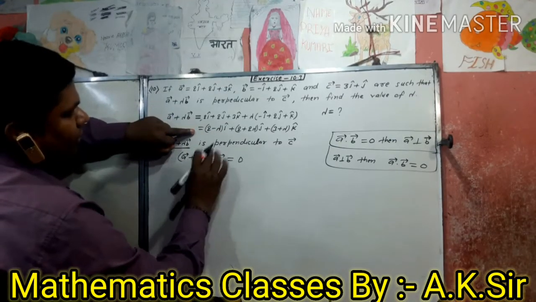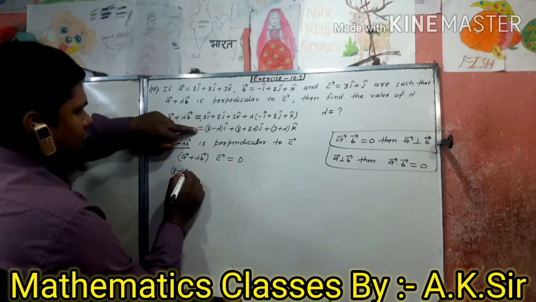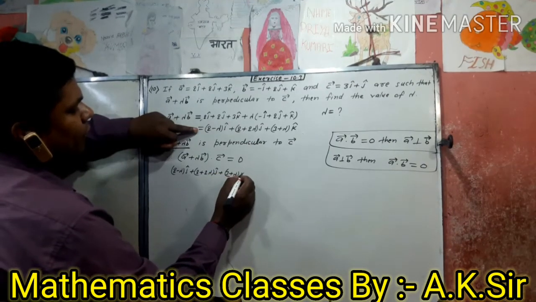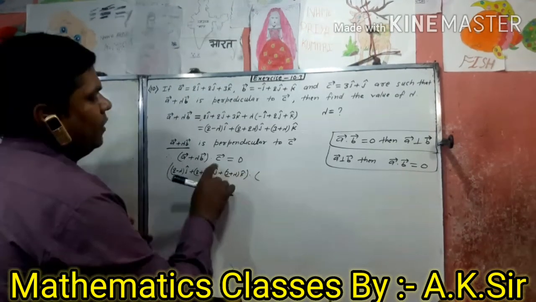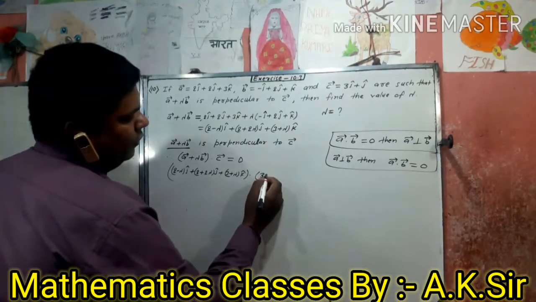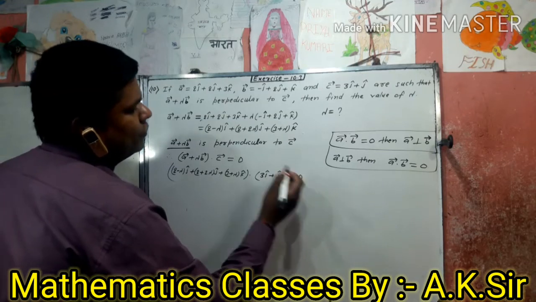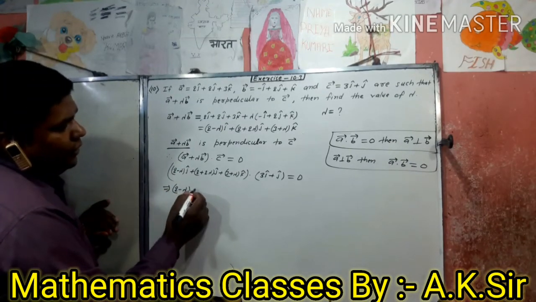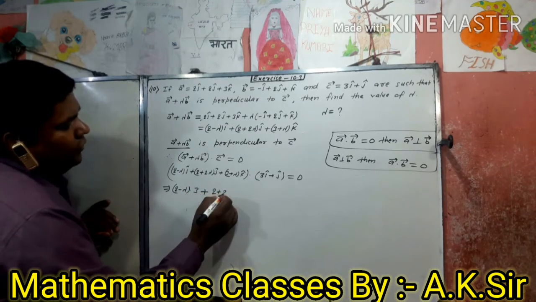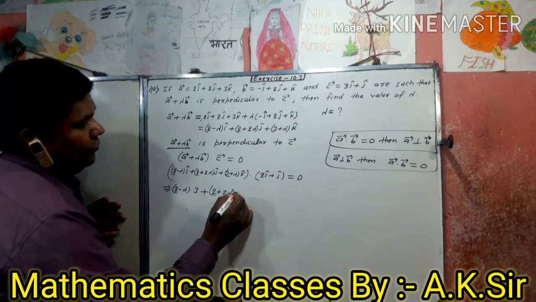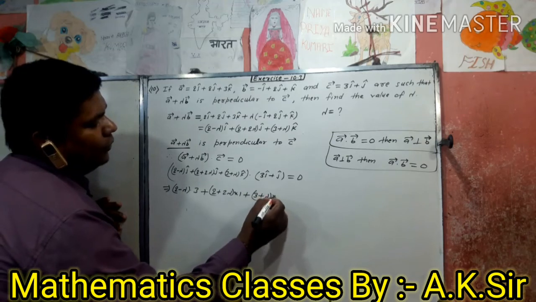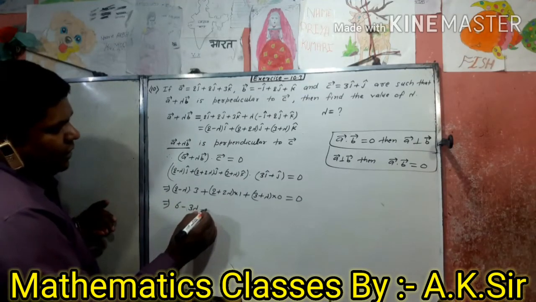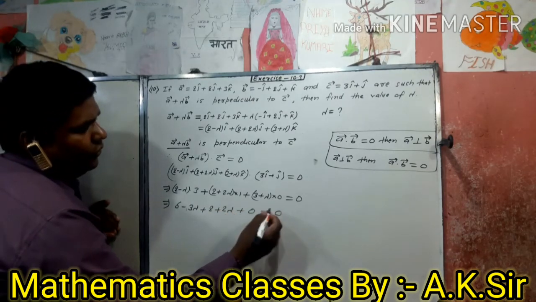Here the value of a vector plus lambda b vector, 2 minus lambda i cap plus 2 lambda into j cap plus 3 plus lambda into k cap, dot c vector which is 3 i cap plus j cap, is equal to 0. 2 minus lambda into 3 plus 2 lambda into 1 plus 3 plus lambda into 0 is equal to 0. 6 minus 3 lambda plus 2 lambda plus 0 is equal to 0.